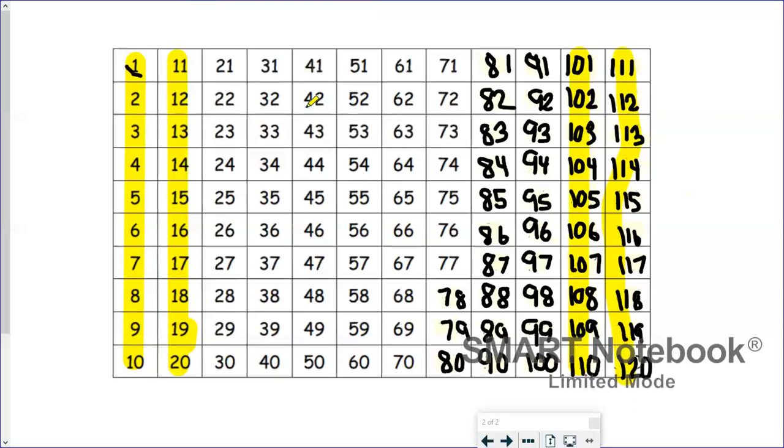So for your questions today, you are going to be looking at sequencing numbers and looking at patterns. So use your 120 chart to help you decide if the numbers are going in the correct sequence or if they're not in the correct sequence. This chart will also help you fill in missing numbers on your paper.